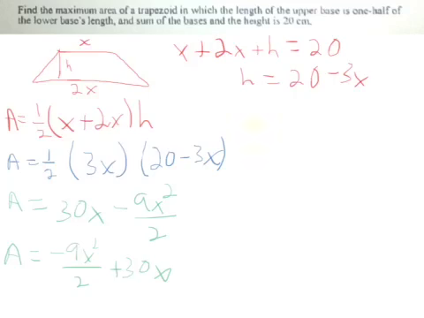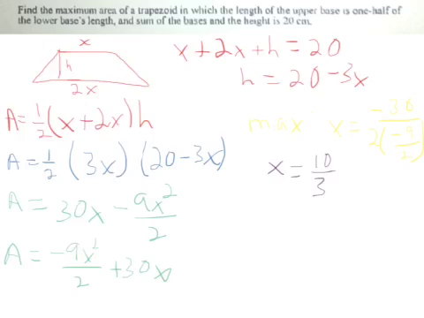Now we're trying to find the maximum area of the trapezoid. To find the maximum of anything with these quadratics, we're going to use the equation x equals negative b over 2a. So x equals negative 30 over 2 times negative 9 over 2. When I solve this for x, I'm going to get x equals 10 over 3. And now we can use that to find the bases, but we just need the height at this point.